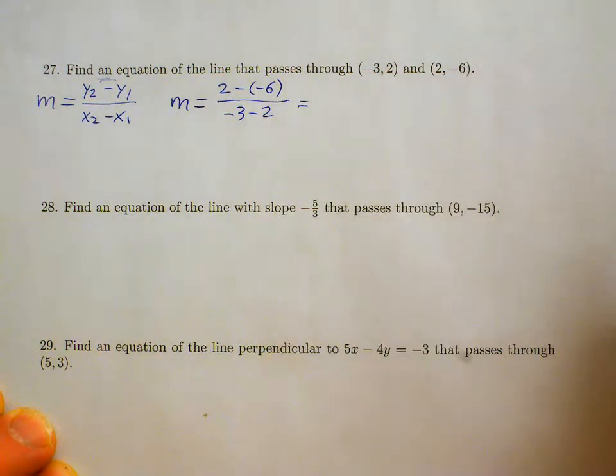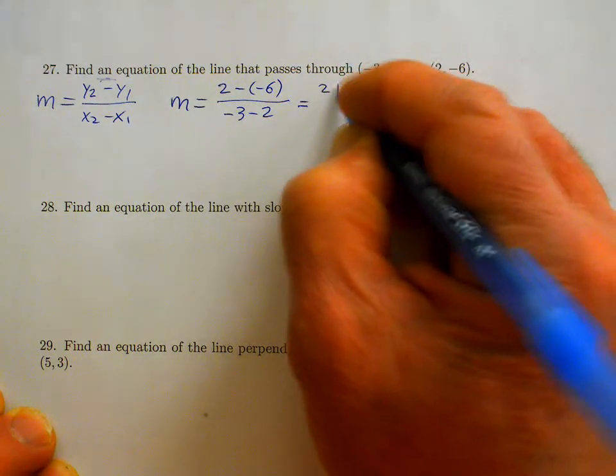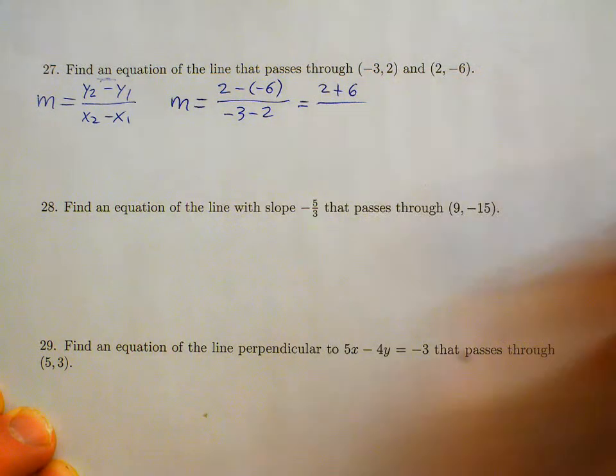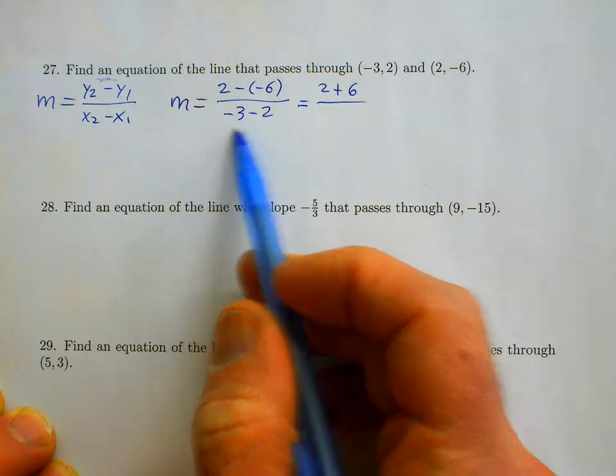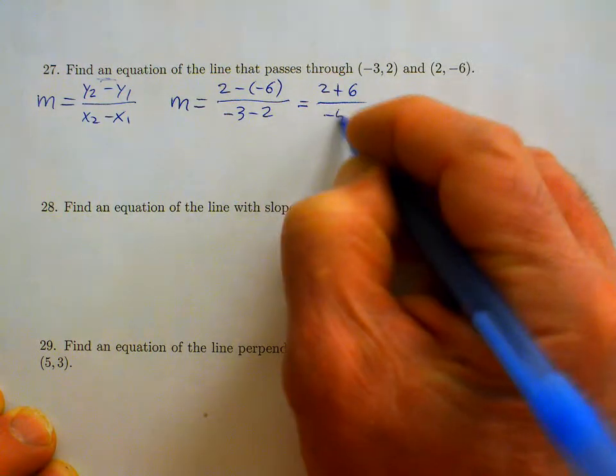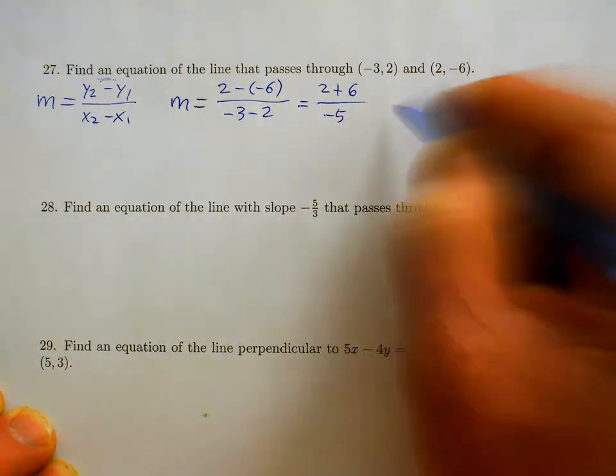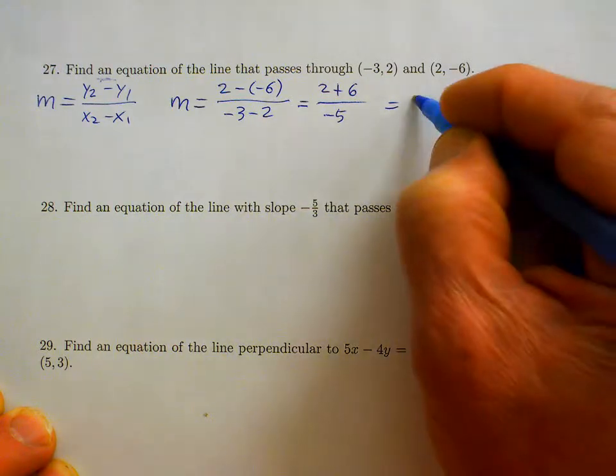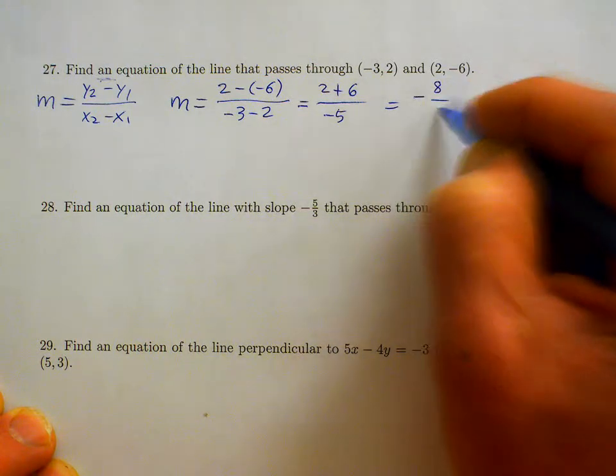And then we do the arithmetic. 2 minus -6 is 2 plus 6 in the numerator. In the denominator, -3 minus 2 is -5. And so we get a slope of -8/5.